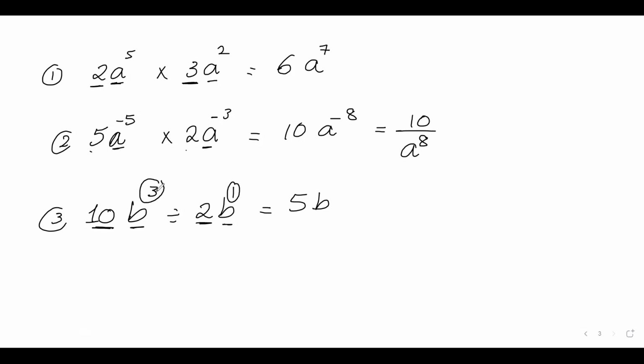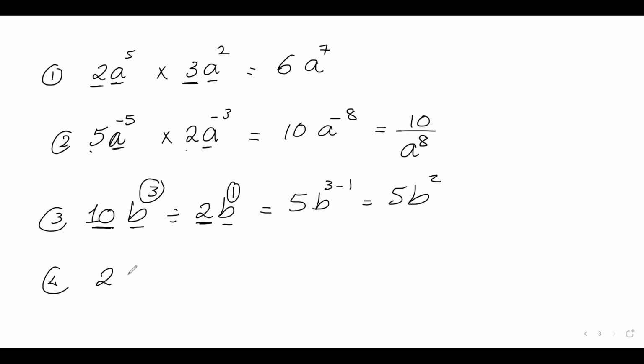So I'm going to say 3 minus 1. Why minus 1 in this case? Because I'm dividing. So my new power is going to be b squared. So the final answer here is 5b squared because I had to subtract the second power from the first one.